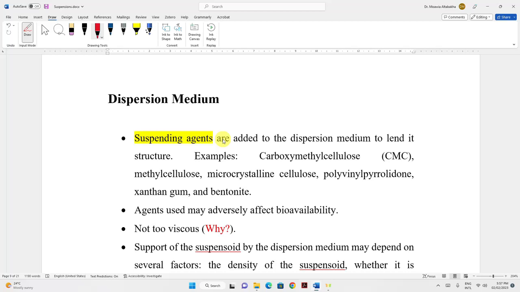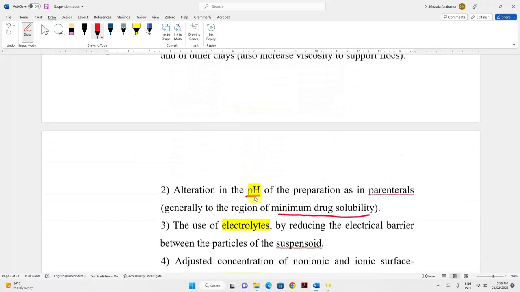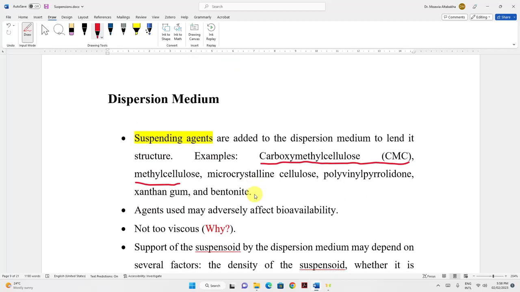Remember what we were talking about, the dispersed phase or the suspensoid. Now with the dispersion medium, what can you do? Remember I told you we can control the viscosity. Yes, we can do that by adding materials that will increase the viscosity, such as CMC اللي هو carboxymethyl cellulose, methyl cellulose, microcrystalline cellulose, PVP or povidone or polyvinyl pyrrolidone. I can add xanthan gum, bentonite. Bentonite itself, which does the flocculation, can also increase the viscosity. Increasing the viscosity will reduce the sedimentation rate.